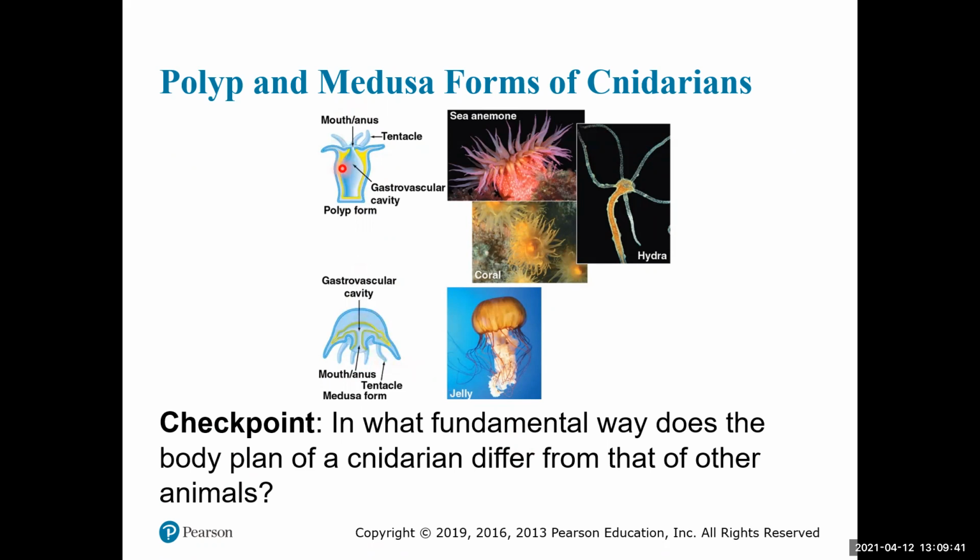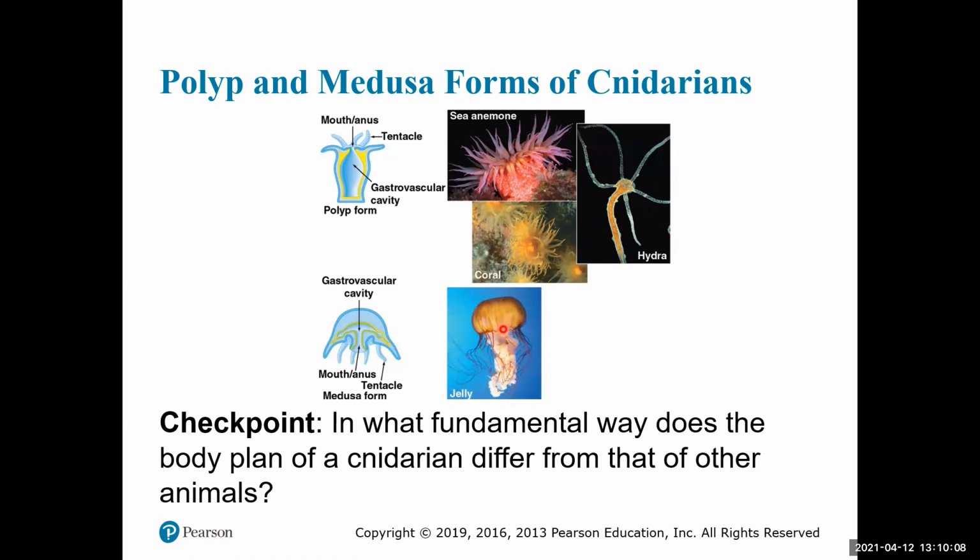They only have one opening, so they don't have a complete digestive tract. So the opening serves as both their mouth and their anus. They don't have separate openings for that, so it's not a complete digestive tract. It's an incomplete digestive tract. And so again, you have species like sea anemone, hydra, corals, all your jellyfishes. Those are your types of cnidarians.